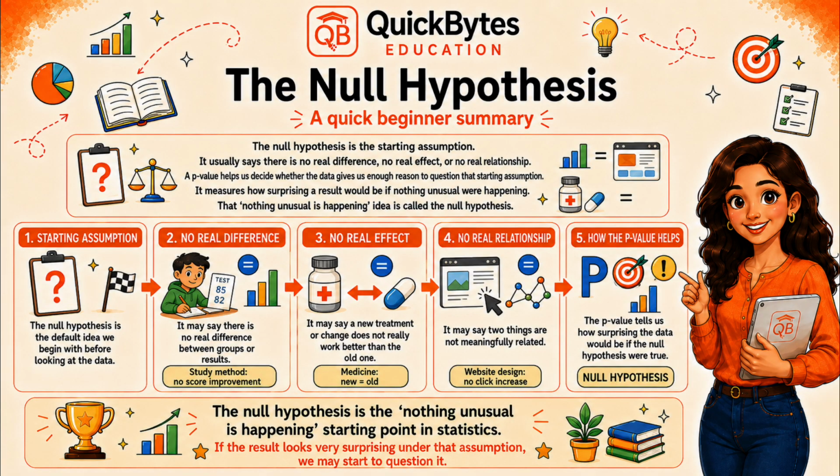The null hypothesis is the starting assumption. It usually says there is no real difference, no real effect, or no real relationship. For example, a new study method does not improve test scores. A new medicine does not work better than the old one. A new website design does not increase clicks. A p-value helps us decide whether the data gives us enough reason to question that starting assumption.